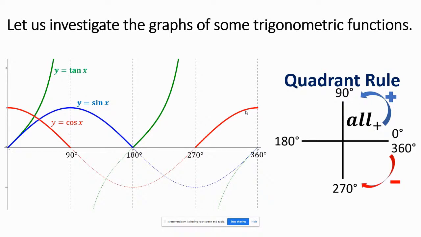So to summarize, again, in quadrant 1, all functions are positive. In the second quadrant, only the sine function is positive.